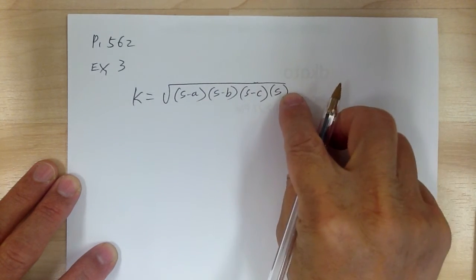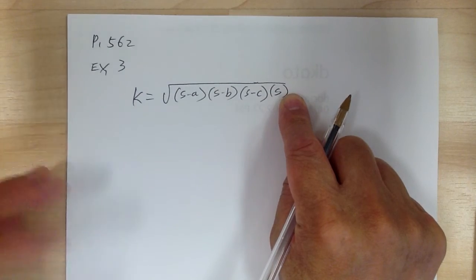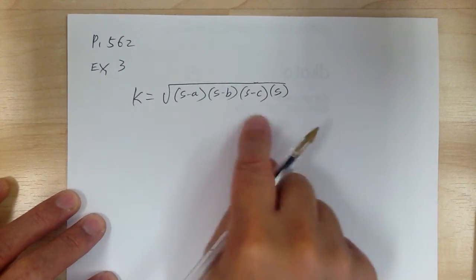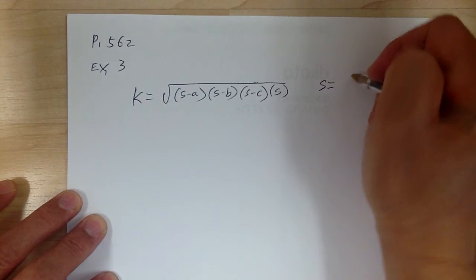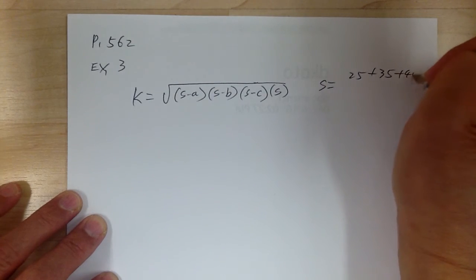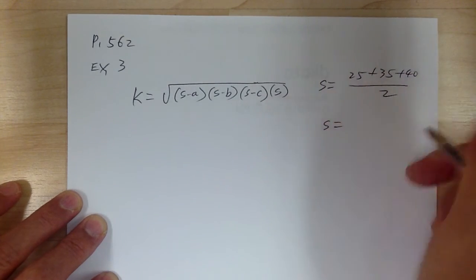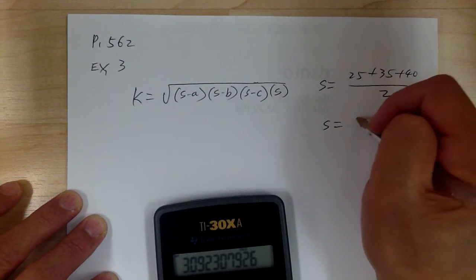So s minus d, but because it's a triangle, you don't have a fourth side, right? So the fourth side would be 0. So it's probably easier to memorize it this way. But you have to find the s first. So s equals 25 plus 35 plus 40 over 2. Right? Half of the perimeter. That's what s stands for. So it'd be 50.